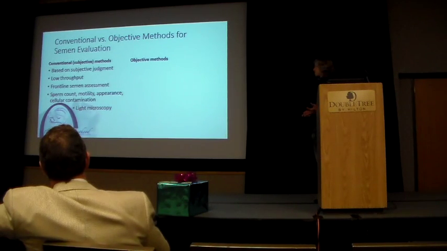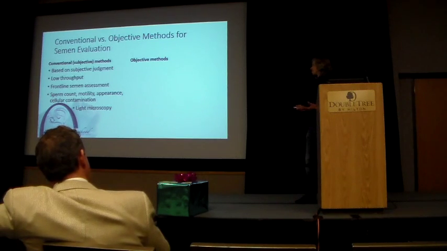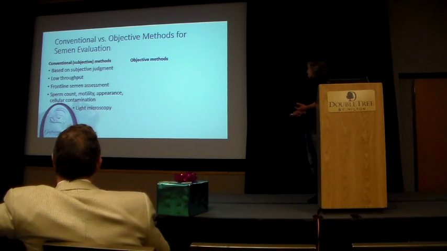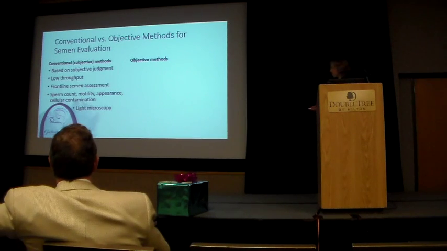A disadvantage is that they are low throughput, where only a sample of 100 or 200 sperm are assessed in one run. They belong to a frontline semen assessment, and parameters like sperm count, motility, and appearance are assessed. The technique used for this is light microscopy, as we could have seen on a previous slide from Dr. Ahlering's talk.